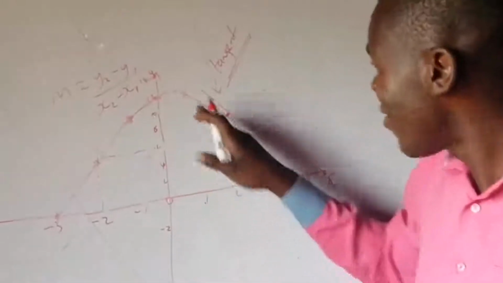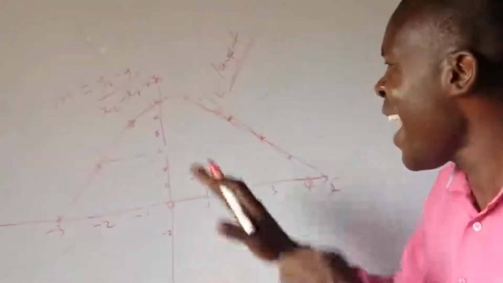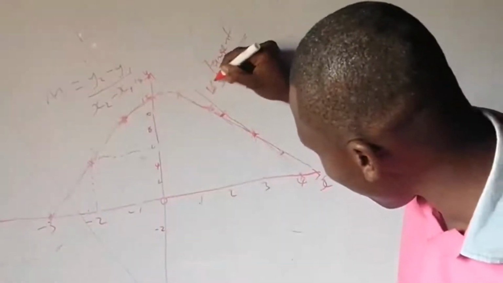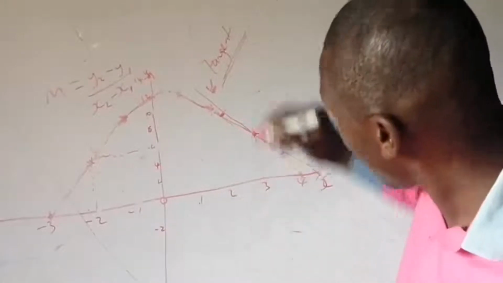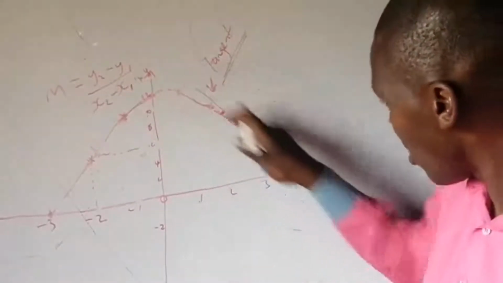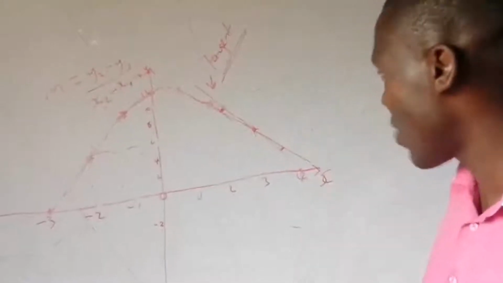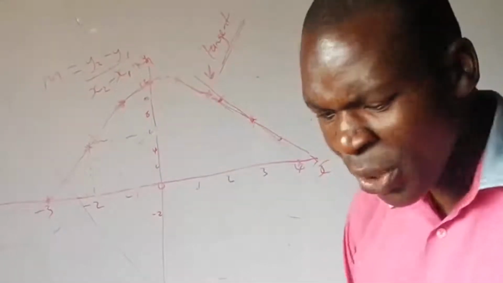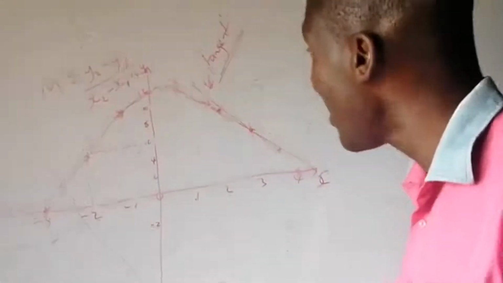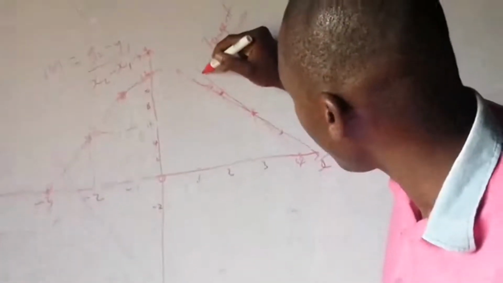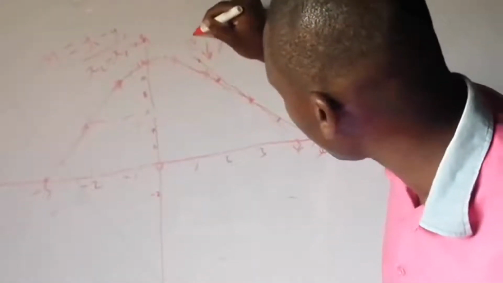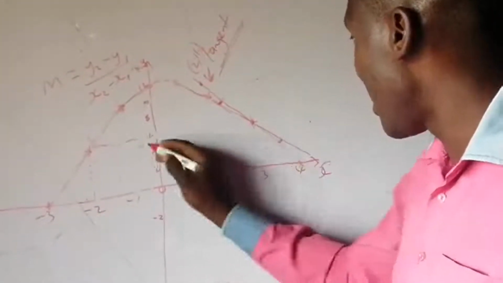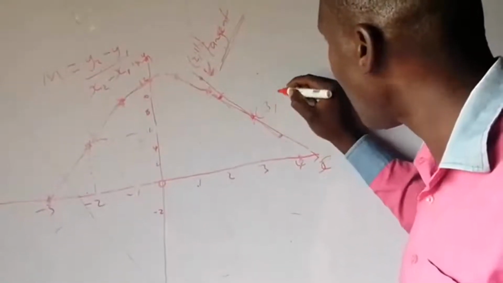To find the gradient of this line, you have to pick any coordinates on this line. Please take note, you pick any 2 coordinates which you can see on this straight line, not on the curve, but on the tangent. So you can choose to select 2 and 11, somewhere here, the coordinate (2, 11). Then you can choose to select 3 and 6, this point, (3, 6).